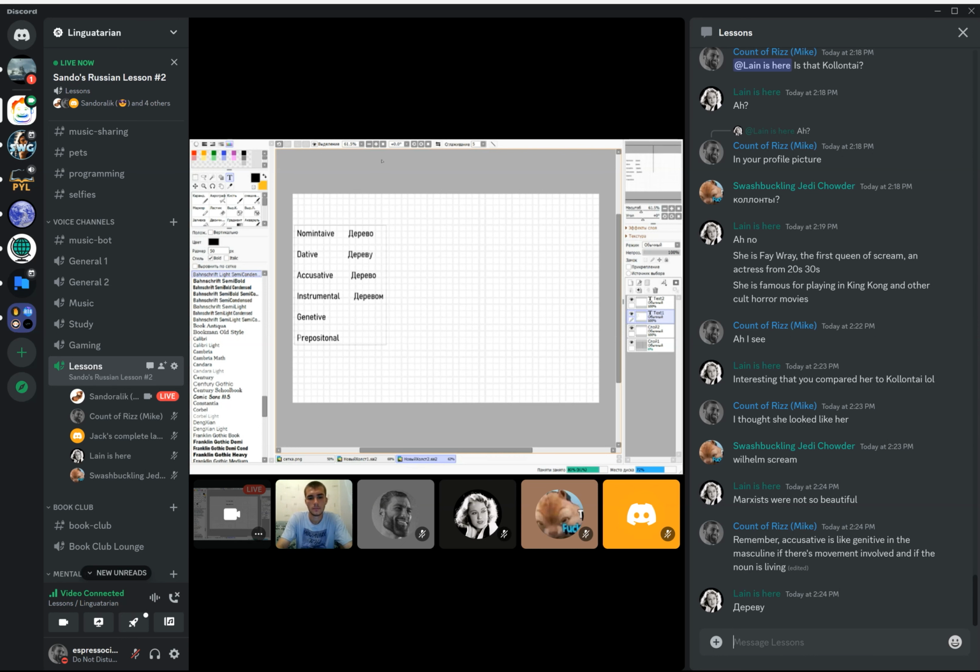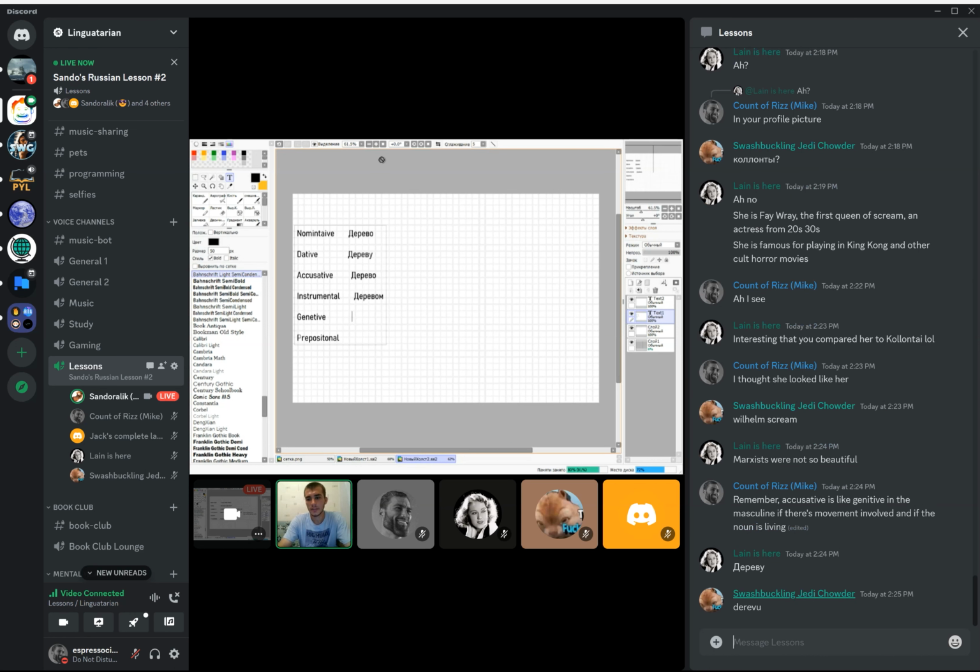Genitive. Oh, right, maybe genitive tells us about the ownership. Whose, right? Whose leaves are those? Those leaves belong to дерево. They are дерева.